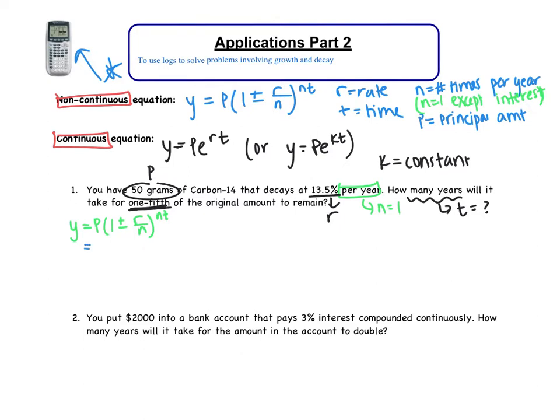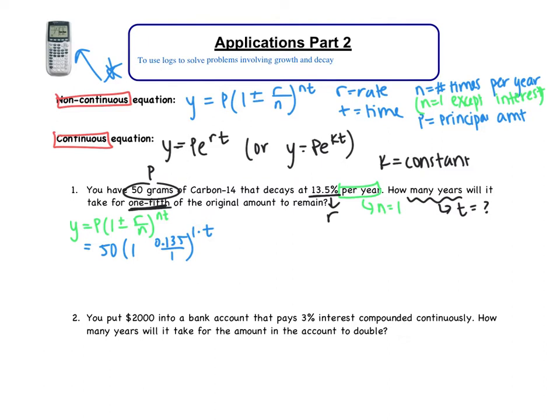So let's plug in what we know. We know we have 50 grams of carbon. We know our rate is 13.5%, except we're not going to put in 13.5. It needs to be as a decimal. So that'll be 0.135. N is 1, because it's once a year, times T. A few things we need to decide right now. We need to decide, are we doing positive or negative? Are we adding or subtracting? And do we have y? Or what is the value of y?